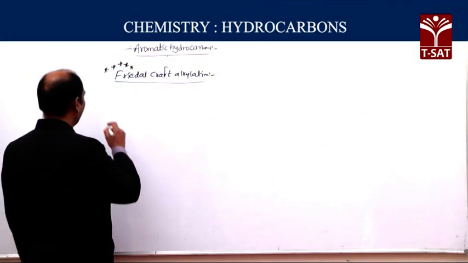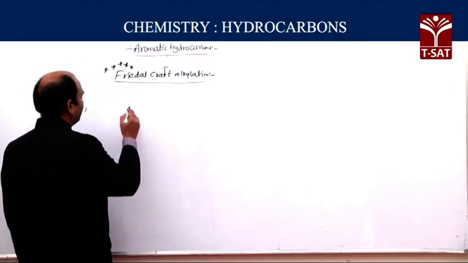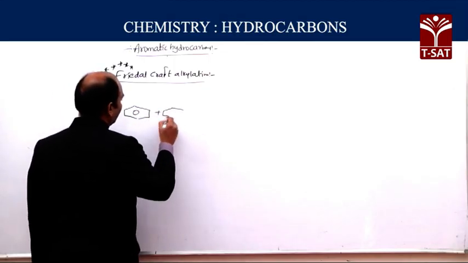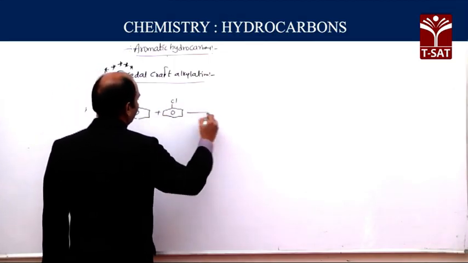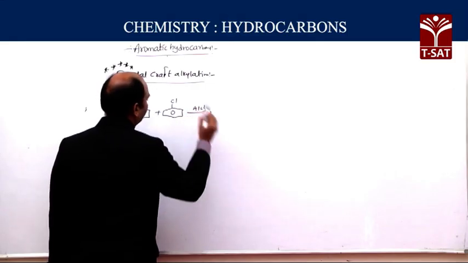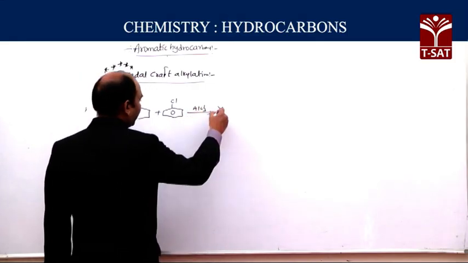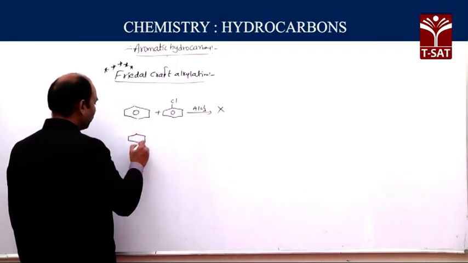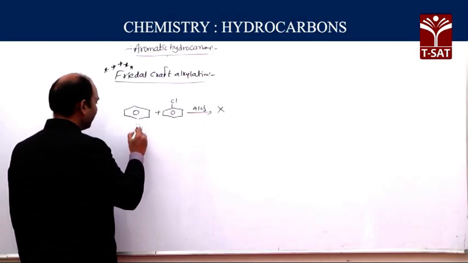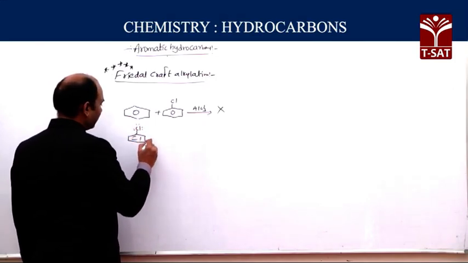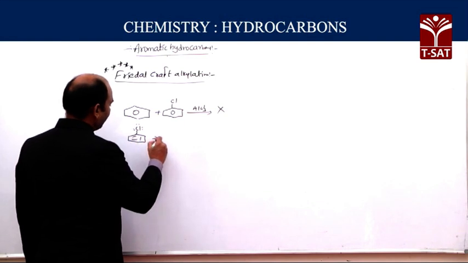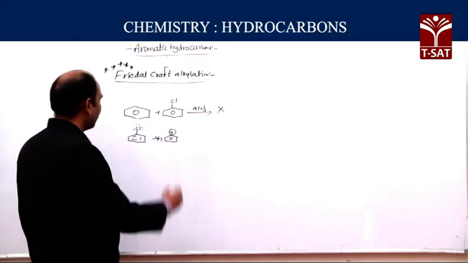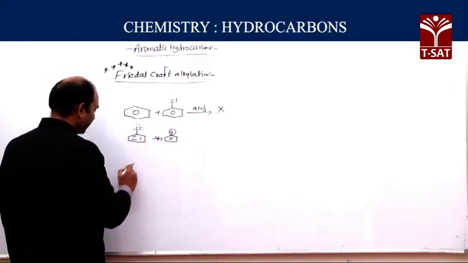Now we are going to discuss some more examples. Suppose benzene plus chlorobenzene plus AlCl3. Here the reaction does not take place. Why? Because in chlorobenzene the carbon-chlorine bond has double bond character. The phenyl cation never forms; it is unstable. Therefore this reaction does not take place.